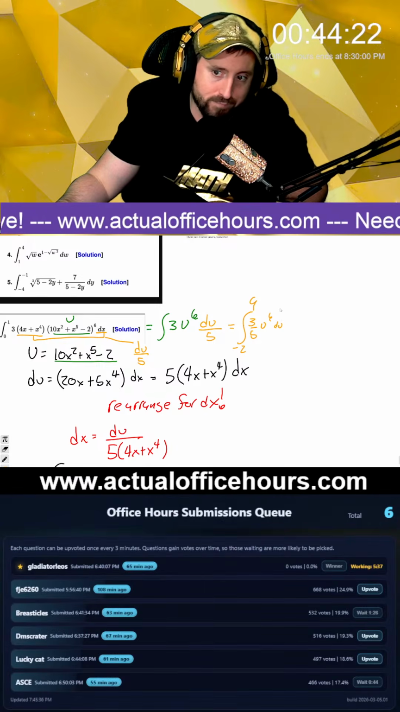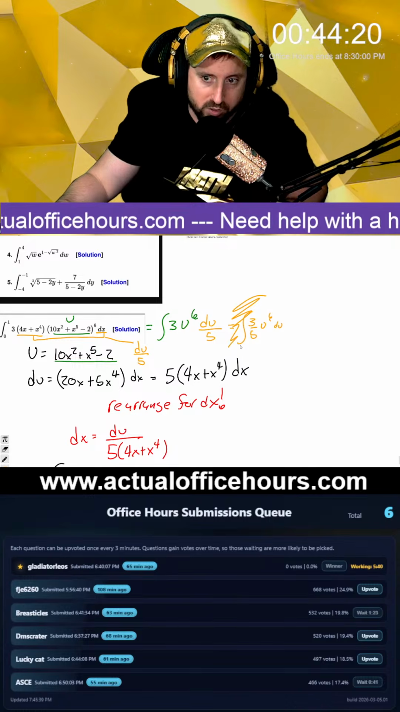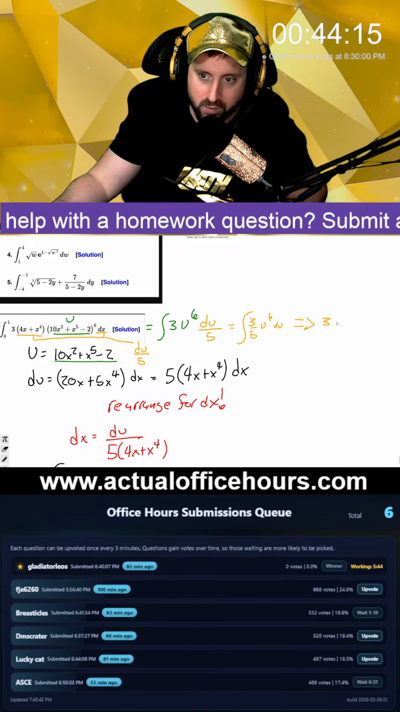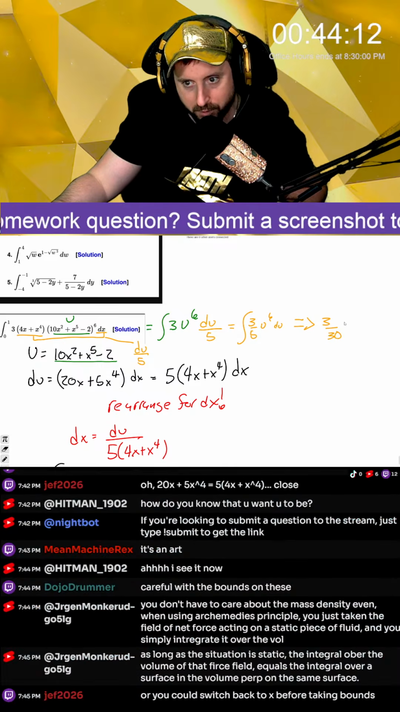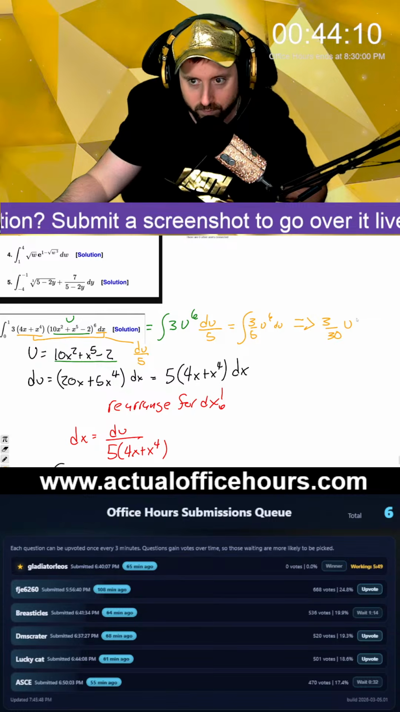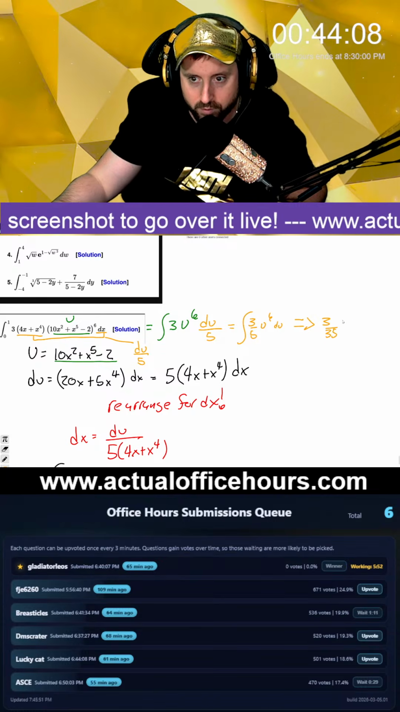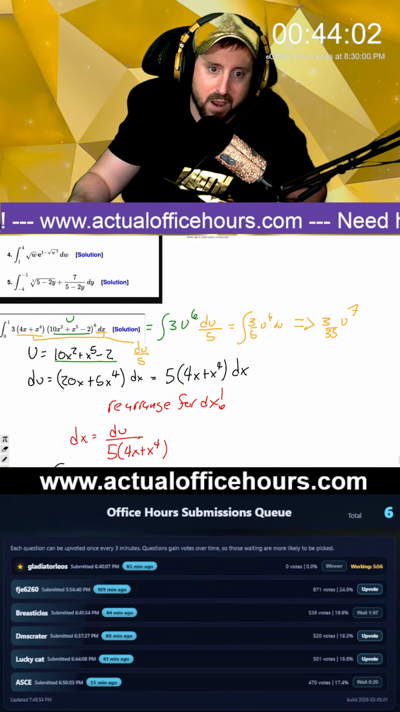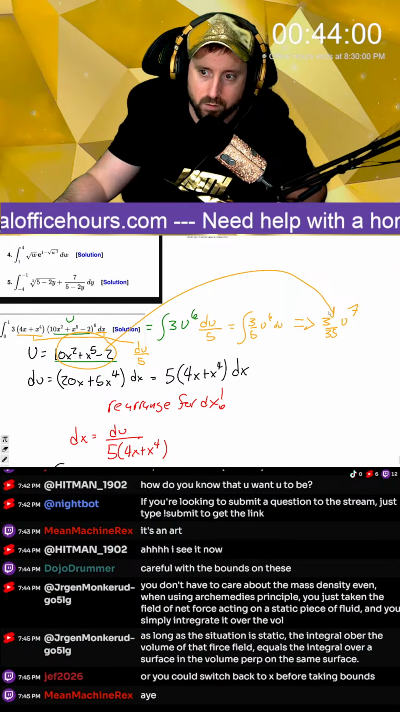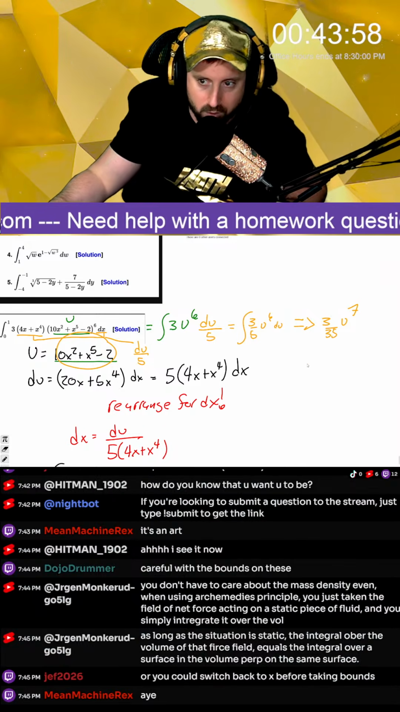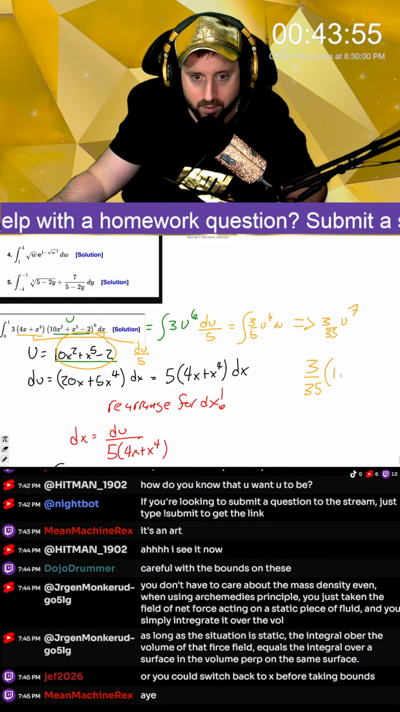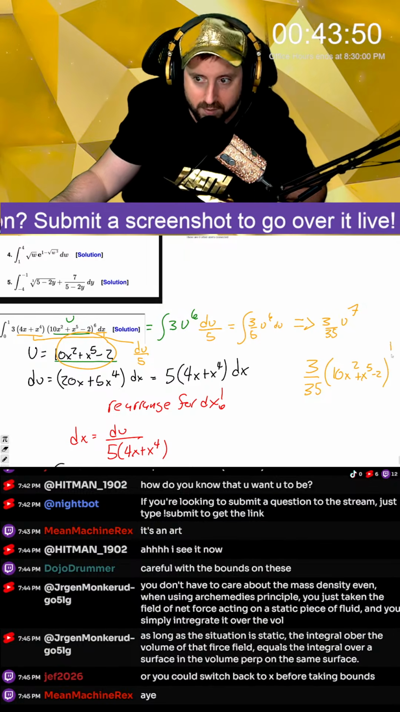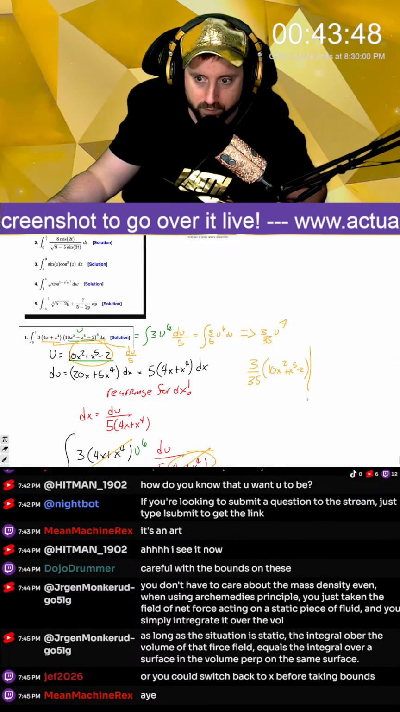Or you can do what I do, which is I don't substitute the bounds. I'll do the integral, which would have given me 3 over 35 u to the 7th, right? Raise the power, divide by the new power. And then I would substitute this back in for u. So then you'd get 3 over 35, and then this would be 10x squared plus x to the 5th minus 2. And then you can put back your old bounds, which would be from 0 to 1.